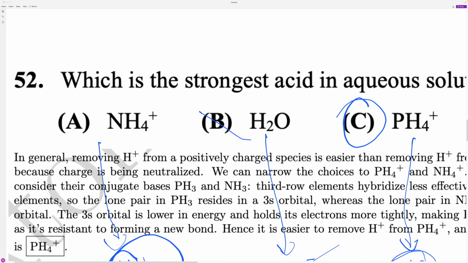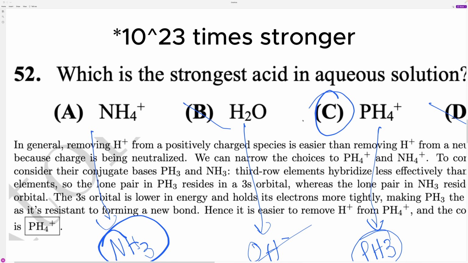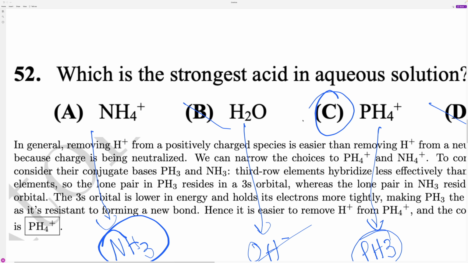If you look at the pKa values, I think it's something like 10,000 times stronger. So it's a pretty big difference, this hybridization thing. It's not something to take lightly when you're trying to understand acids and bases.